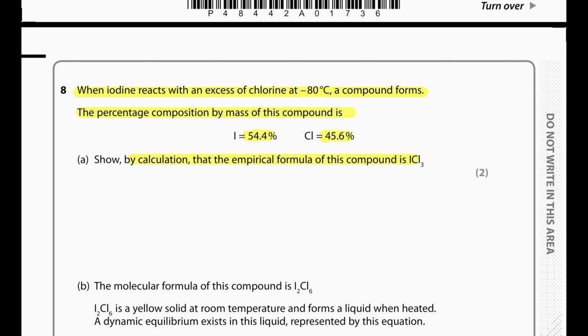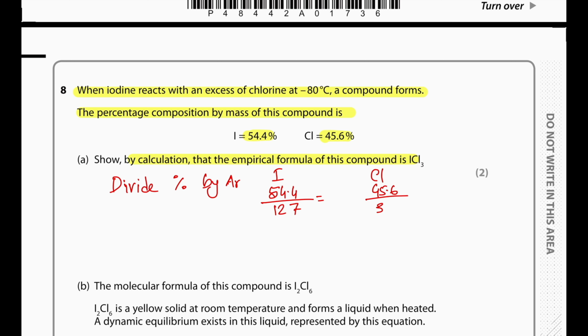In order to do this particular calculation, we will first divide the percentages by their relative atomic masses. So 54.4 divided by 127, 45.6 divided by 35.5. Then we will find the answers and work out the simplest ratio.